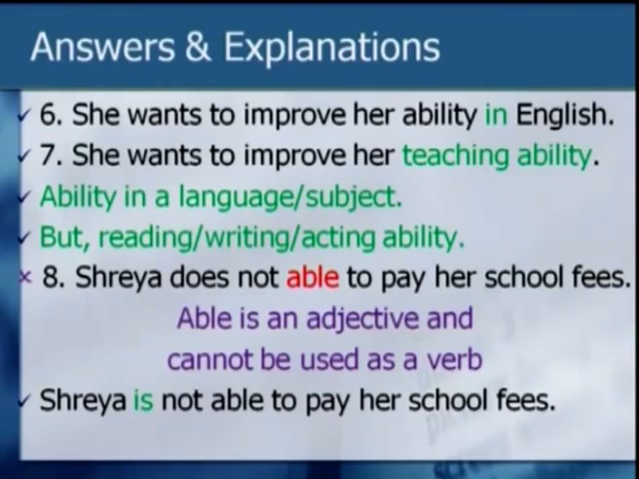Okay. Now look at the next one, another common error committed by most of us. Shreya does not able to pay her school fees. Now able usage is wrong here. Why is it wrong? Able is an adjective and cannot be used as a verb. If you change the sentence and then use a proper verb here, like Shreya is, when you use the verb, then the sentence is corrected. Shreya is not able to pay her school fees. Okay, so do not use able in the sense of a verb. So then it becomes wrong.